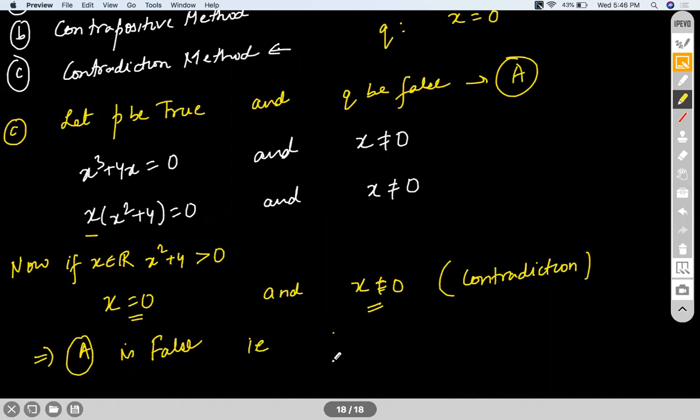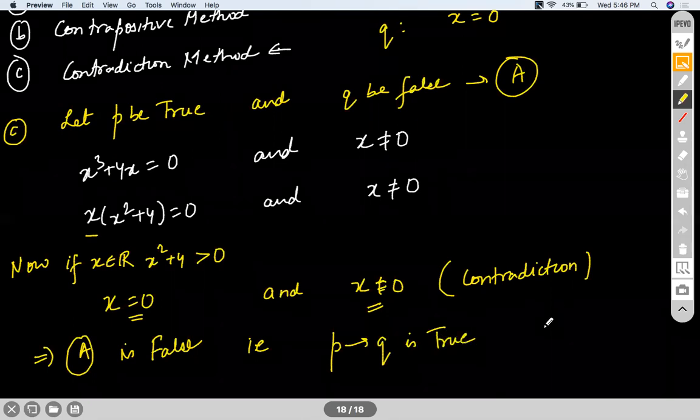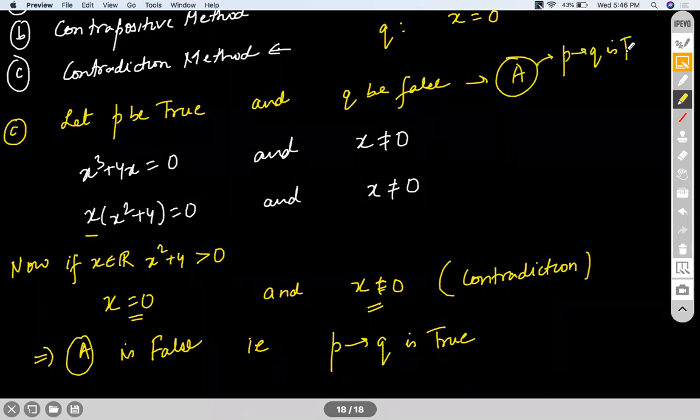That is, P implies Q is true, isn't it? Yes, because the assumption is that P implies Q is false, and you have proved that this assumption itself is false. So negation of a false is true. Not false means it is true. Yes, sir.